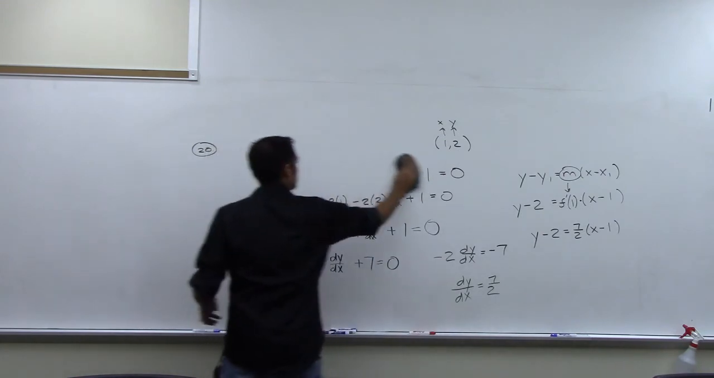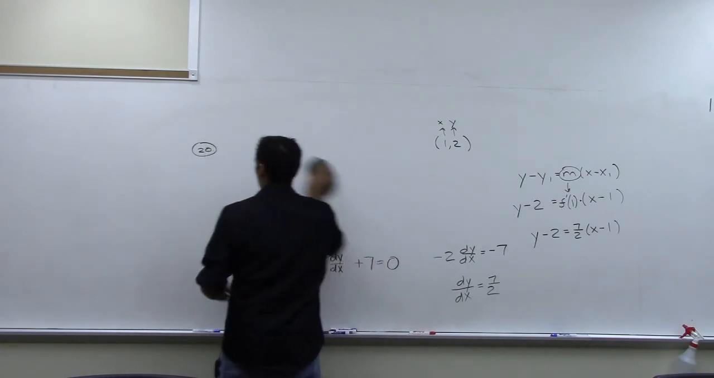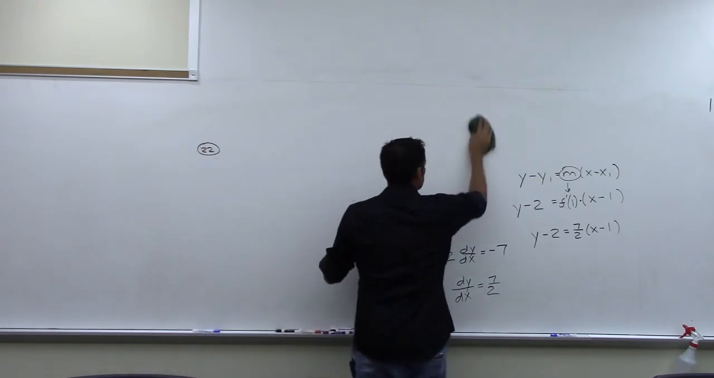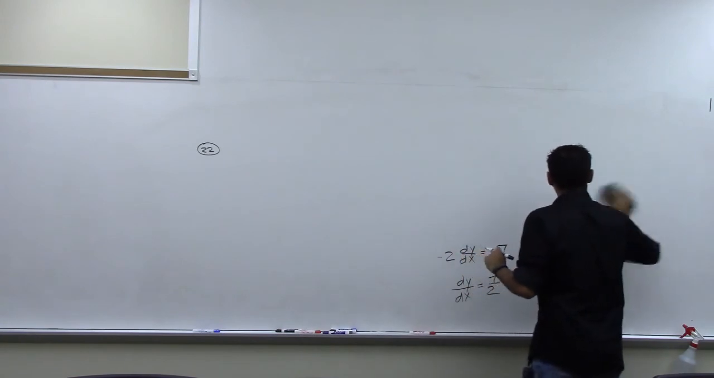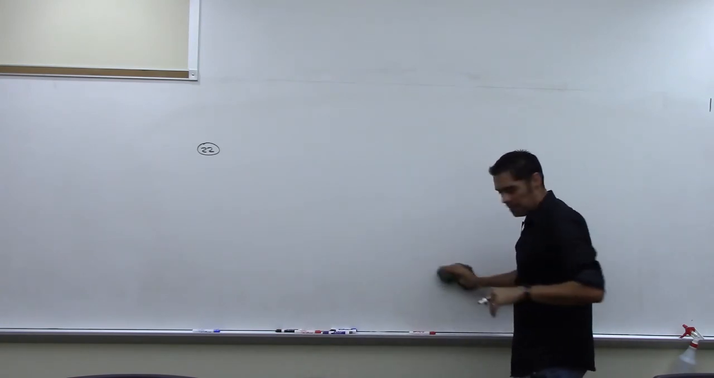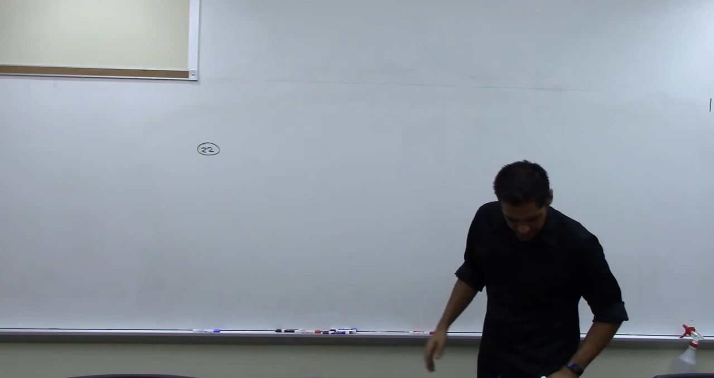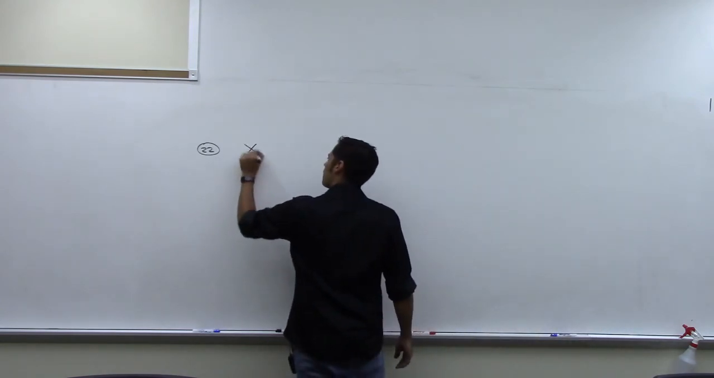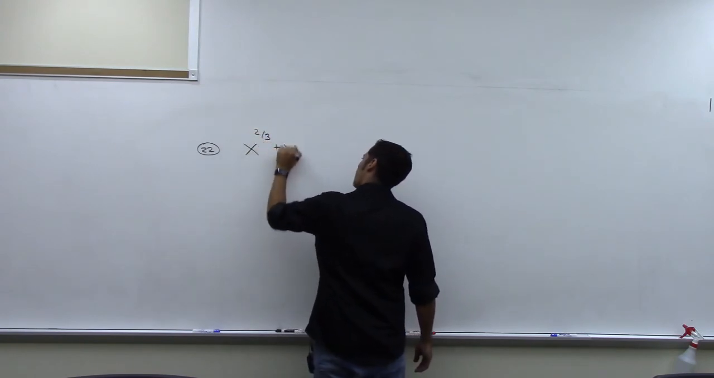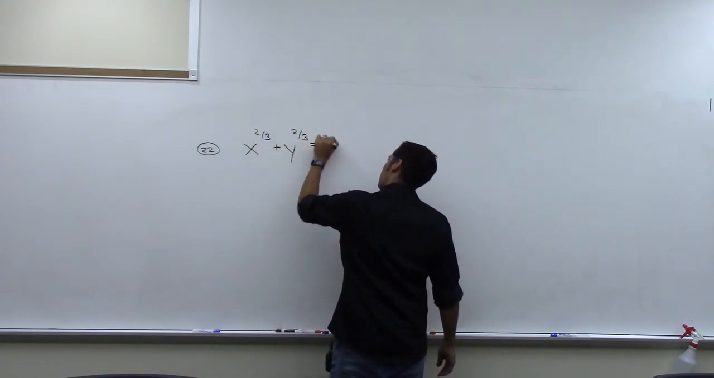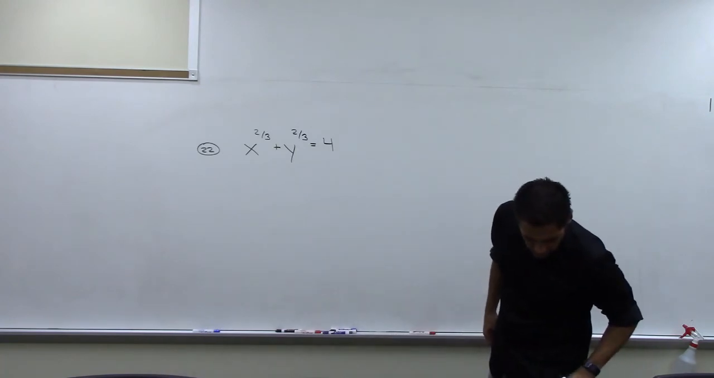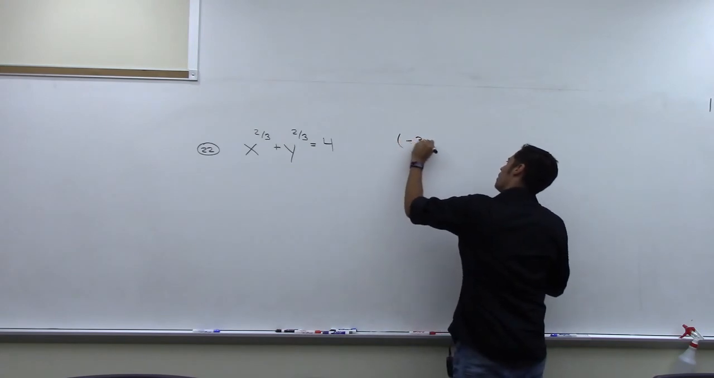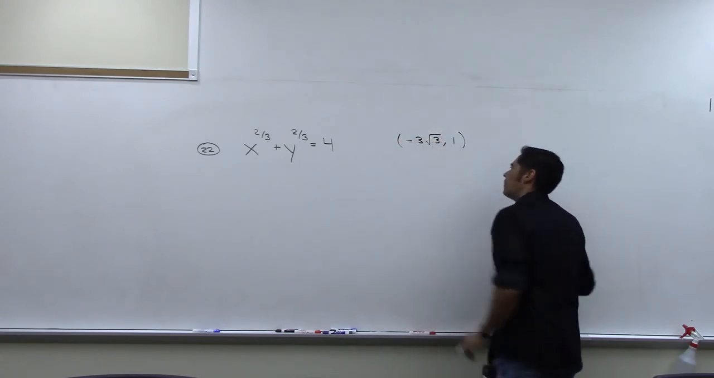same thing. I know I'm working faster through these, but I'm hoping you've done enough practice with the implicit differentiation right before this and the previous problems that I can work at this speed. X to the 2/3 plus y to the 2/3 equals 4. And the point that we want to look at is negative 3 root 3, 1.